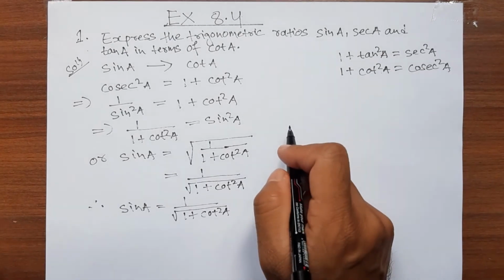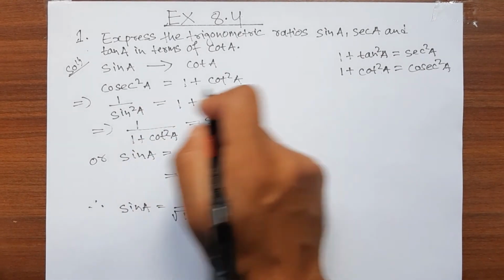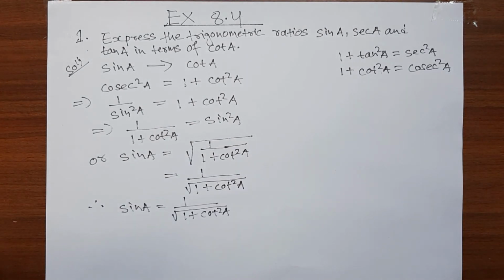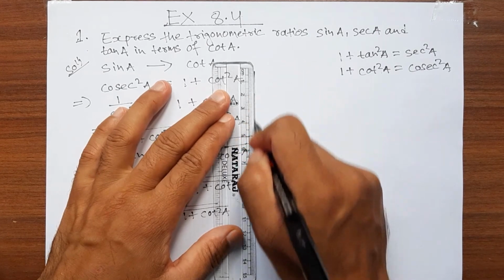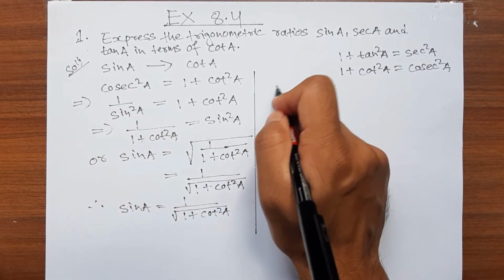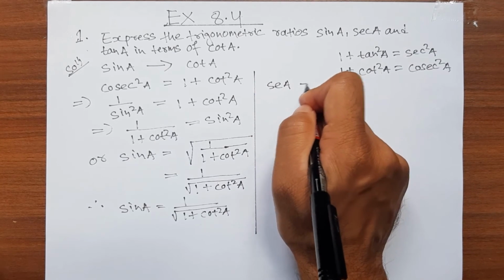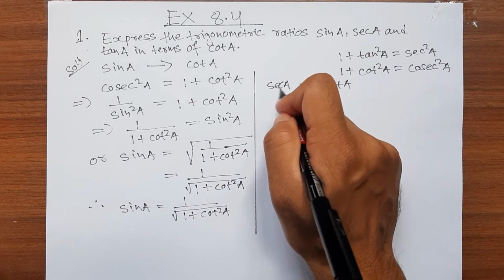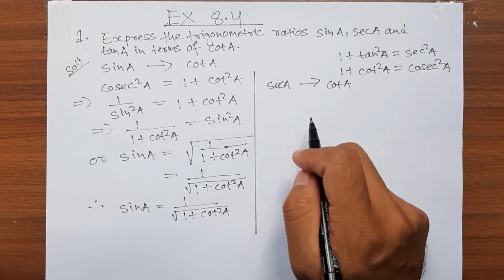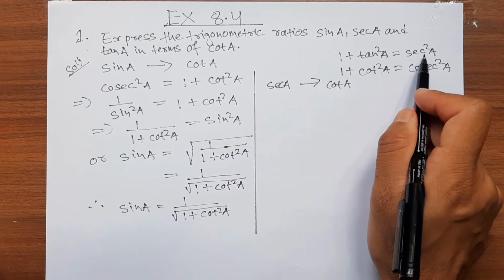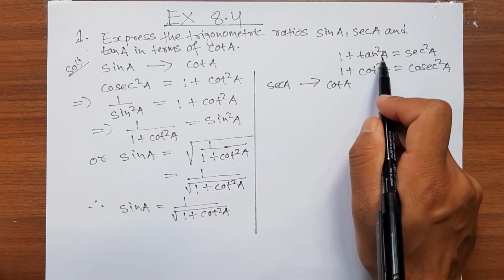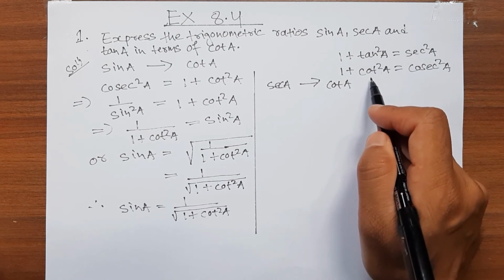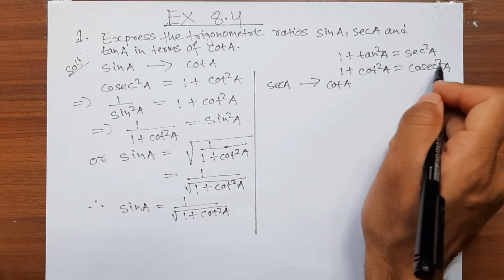Now we have to express sec A in terms of cot A. So how to express? Look here, there is a relation between sec A and tan A, and also there is a relation between tan A and cot A. So we start from these identities.